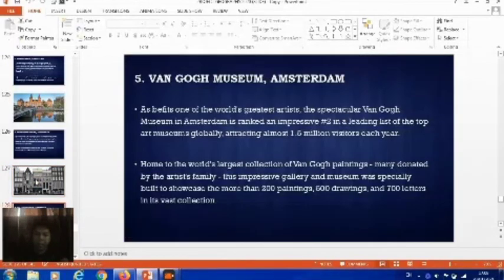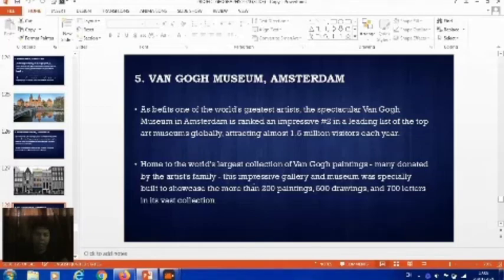Seterusnya adalah yang kelima, iaitu Van Gogh Museum, yang terletak di Amsterdam. Poin pertama, it is home to one of the world's great artists. The spectacular Van Gogh Museum in Amsterdam is ranked an impressive number 2 in the leading list of the top art museums globally. The exhibition attracts almost 1.5 million visitors a year. It is home to the world's largest collection of Van Gogh paintings, many donated by the artist's family.